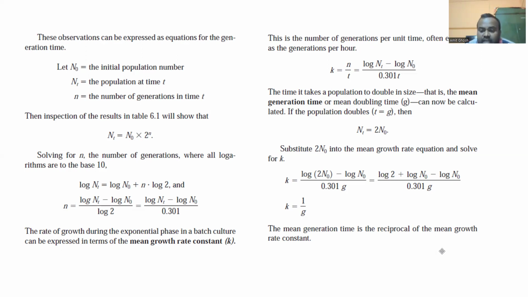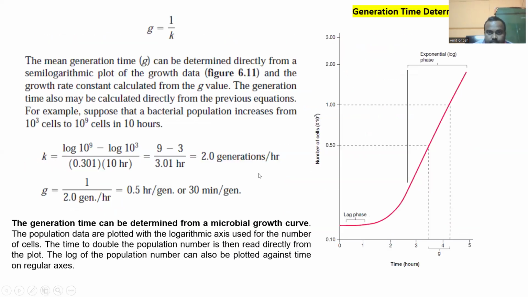The mean generation time is the reciprocal of the mean growth rate constant. So from this derivation, we can find the final population by the equation Nt is equal to N0 into 2 to the power n. We can find the specific growth rate K is equal to n by t, or we can find generation time from the specific growth rate: K is equal to 1 by G, right? So G is equal to 1 by K.